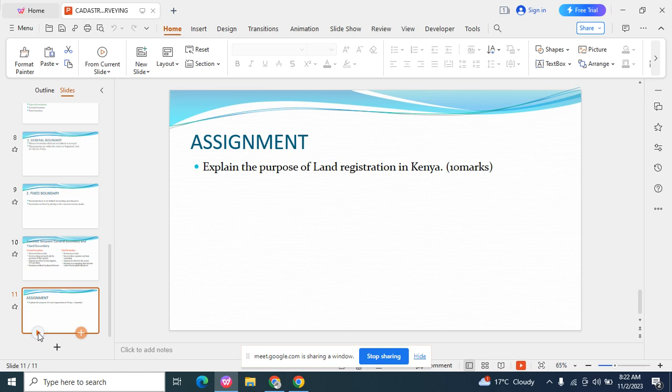And I'm going to leave you with an assignment. Explain the purpose of land registration in Kenya. 10 marks, and we'll be collecting it in our next lesson.